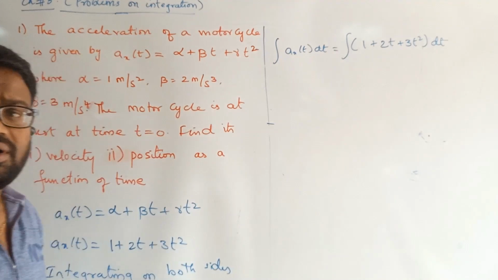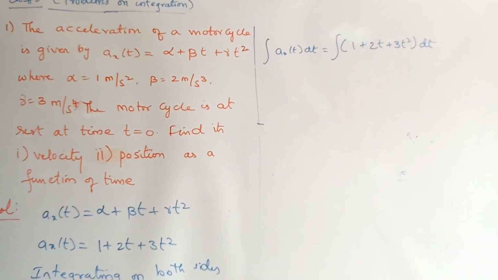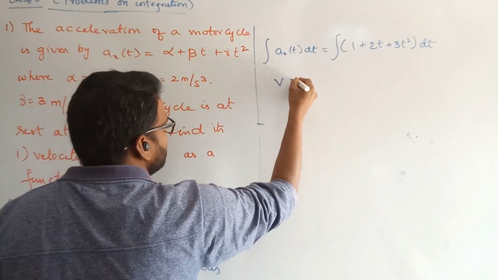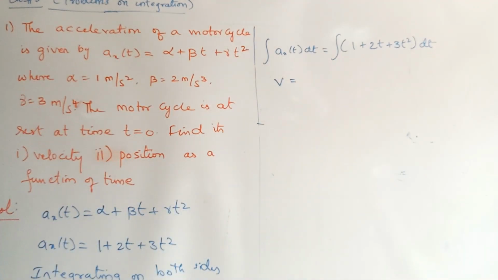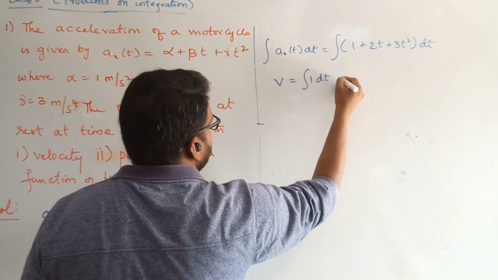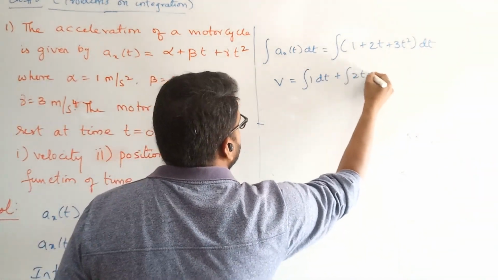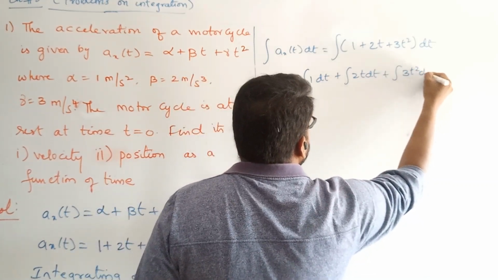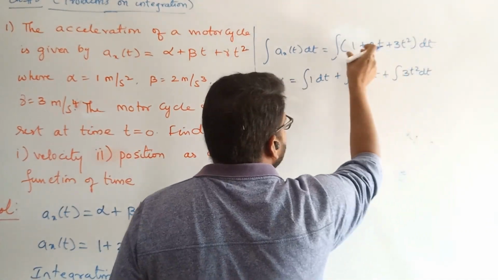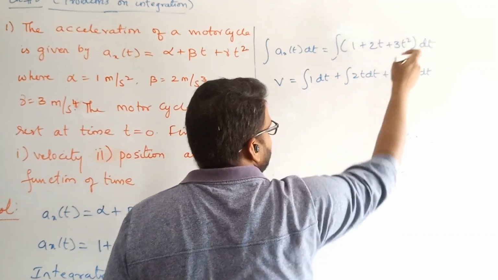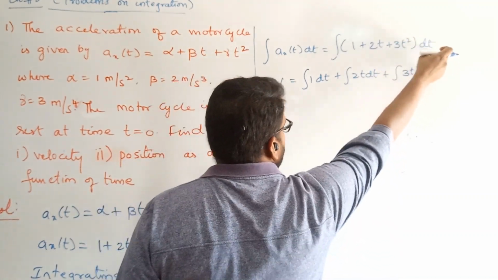You need to now integrate this. You need to now integrate properly. Integration of a dt gives rise to what? Velocity only. We have seen just now. You should know this, right? Now integrating separately: integration of 1 dt plus integration of 2t dt plus integration of 3t square dt. I have just taken the integration and dt for each of these factors.